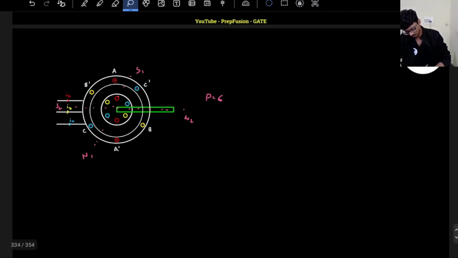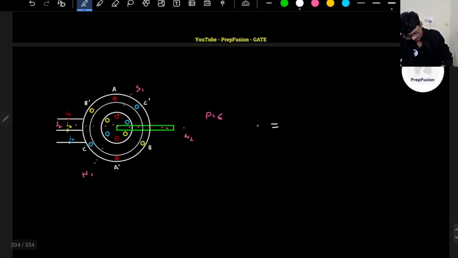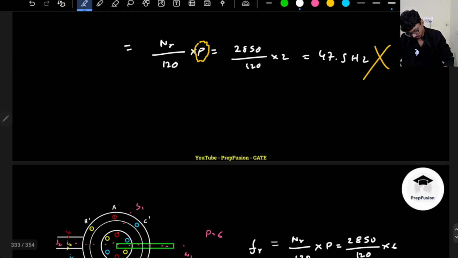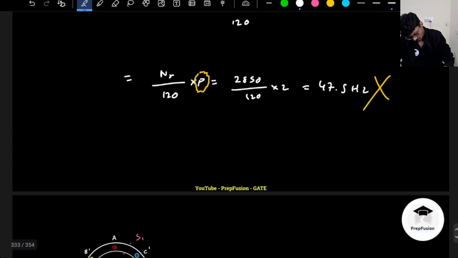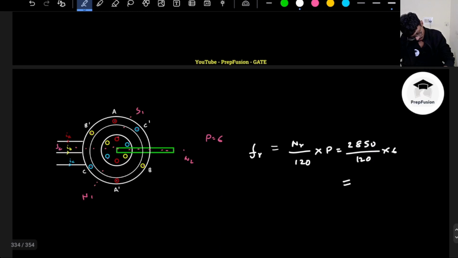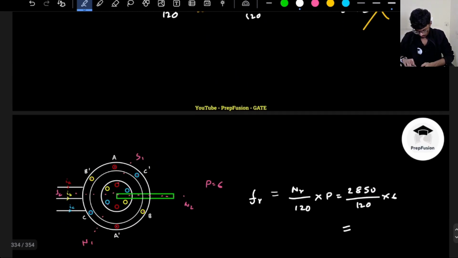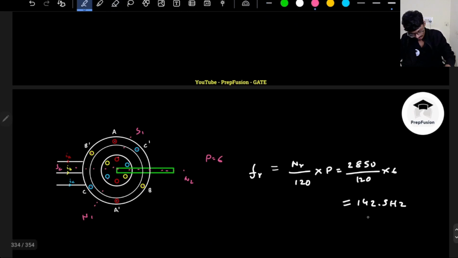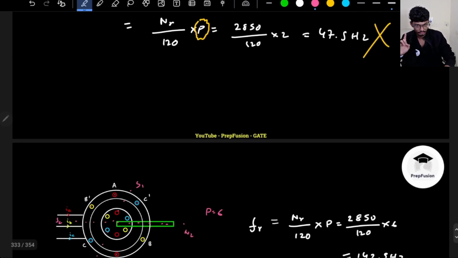Now I can use the same formula. FR will be NR divided by 120 into pole. NR is basically 2850 divided by 120, and now the pole has become 6. So the frequency also will increase, and that is what you have to be careful about. Am I correct here? Yes, this is 6. So 2850 divided by 20 comes out to be 142.5. So this will be the actual answer. The previous one will not be the answer. Just be careful regarding that, because the number of poles can change.